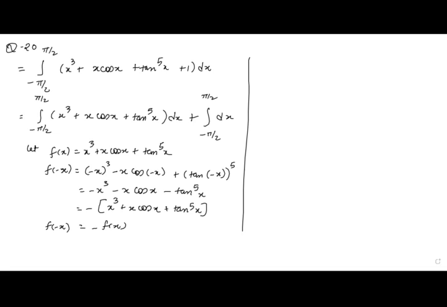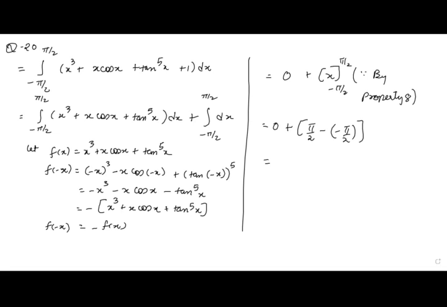The integration of this will be 0, and the integration of this is x from minus pi by 2 to pi by 2. Here we will write by using property A. Right. So if I keep the first limit as pi by 2 and then minus pi by 2, then it will be pi. The correct option for this is C.